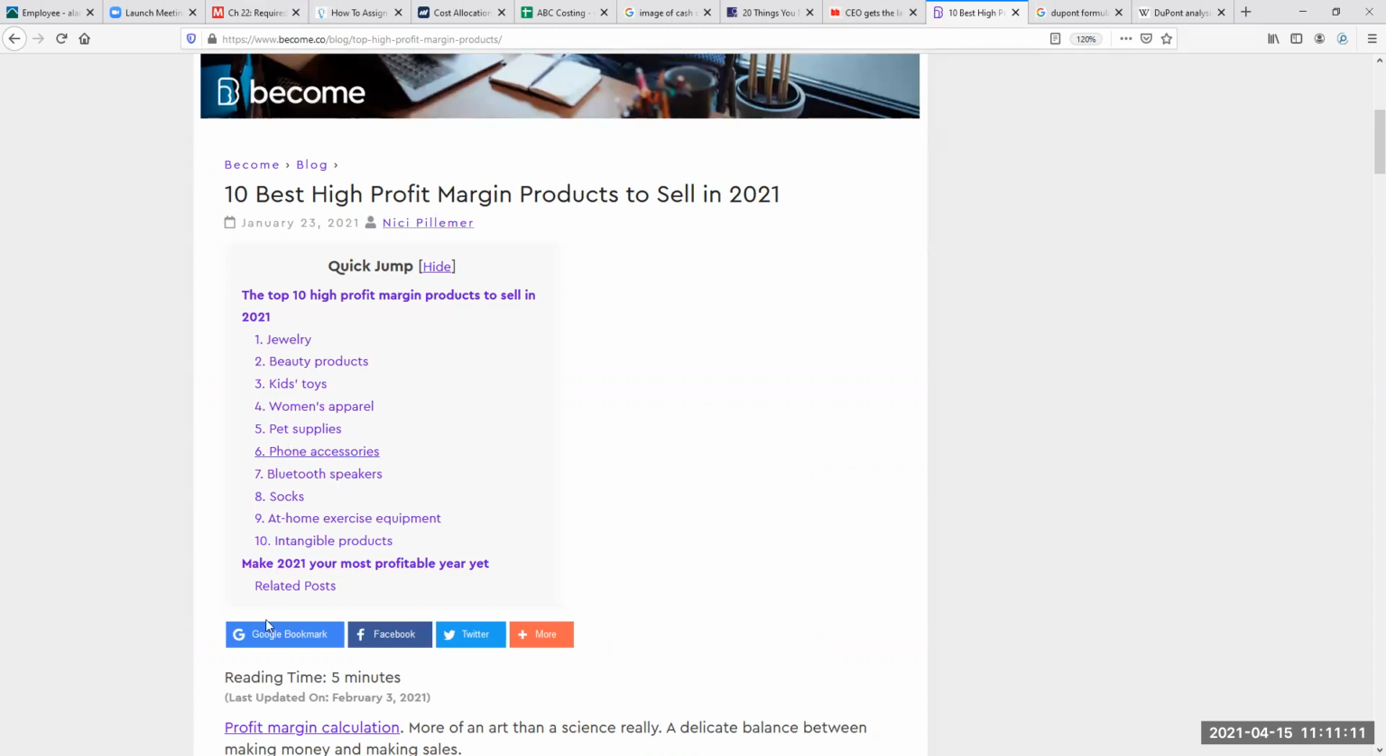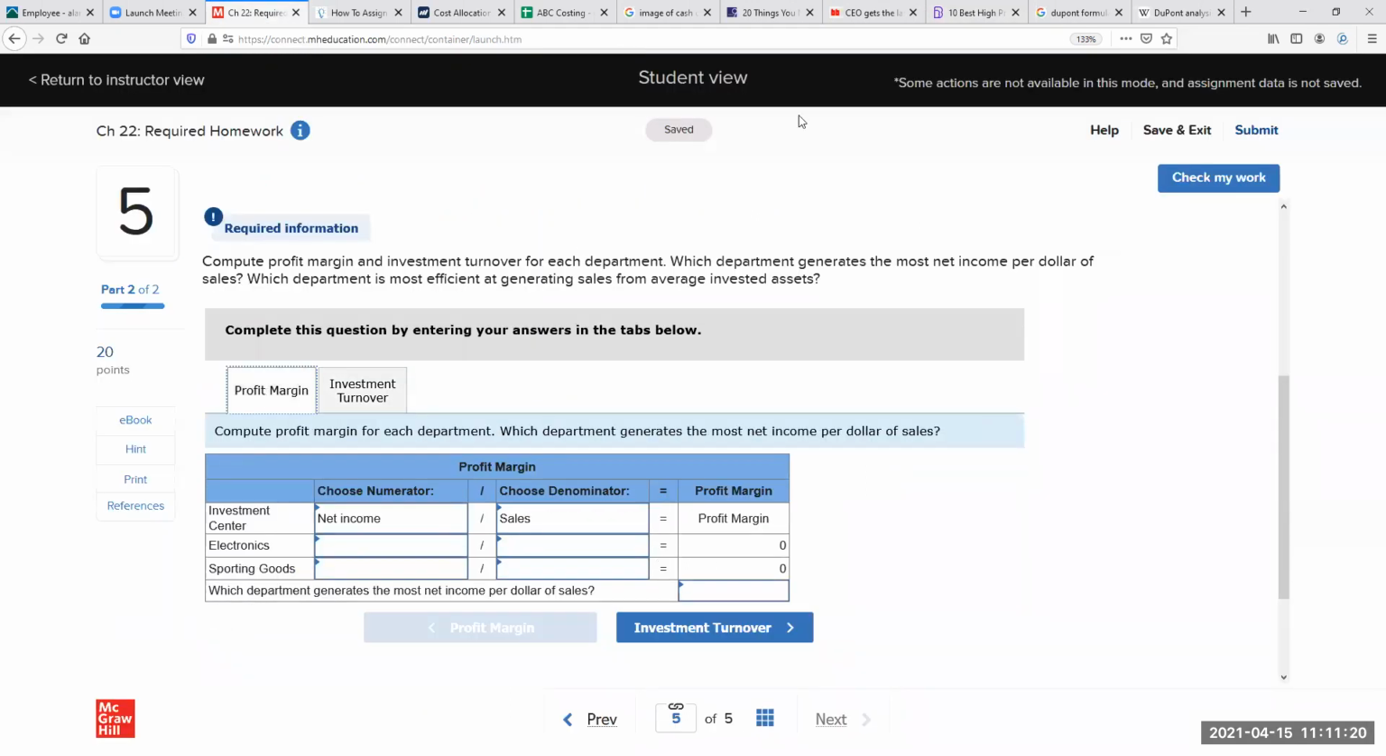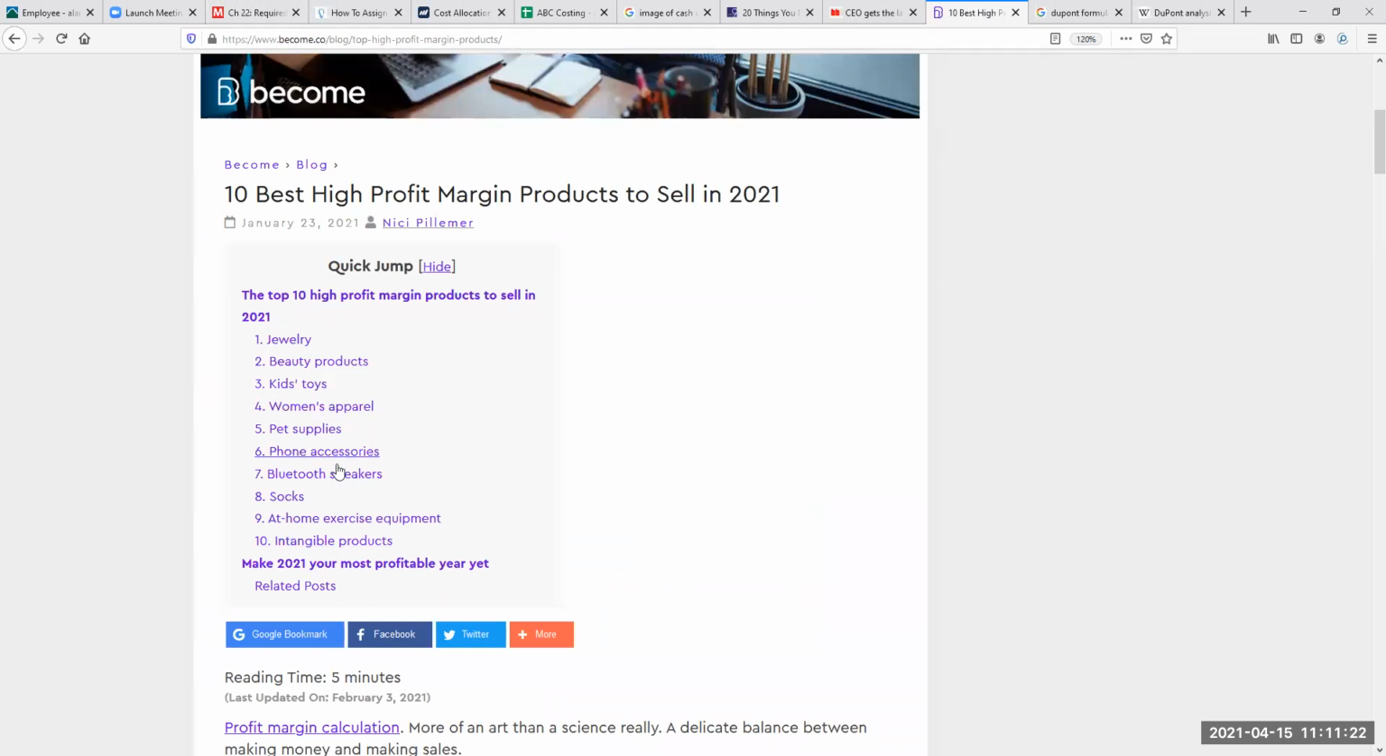Let's see. So we talked about what maybe to decide to sell in your store. We want you to be great managers. So what is a high profit margin? Right here. What are your high profit margins? Which ones are highly profitable? Well, here they are. So maybe that's what you put in your store. That's how a manager thinks. What's high profit? What do I need to sell?